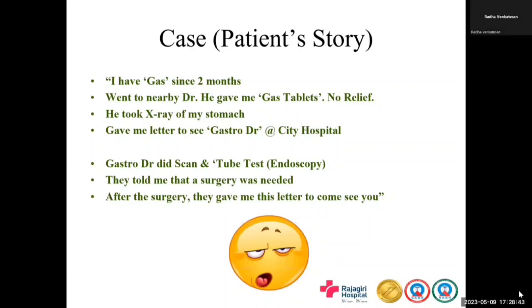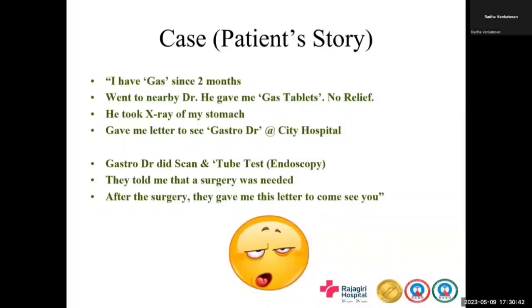Have we lost connection with Dr. Raghavan? I guess so, ma'am. Let's wait. We'll wait. That's where we were. Right.